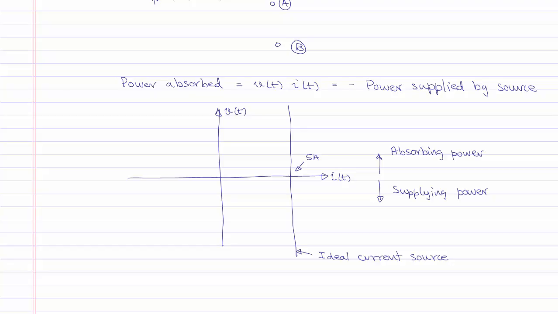A real voltage source will have a slightly different characteristics such that when it is absorbing power, the voltage across it increases and the current increases at the same time, whereas when it is supplying power, the current decreases as the voltage across it is increasing in magnitude.